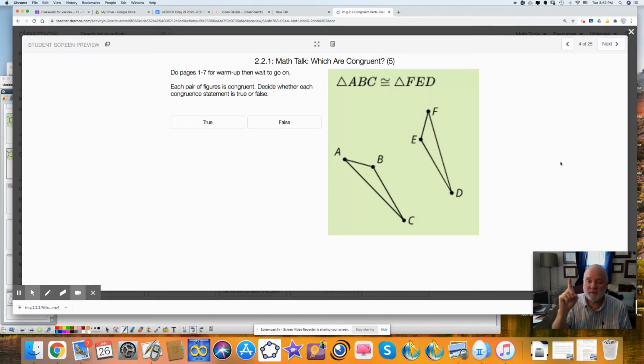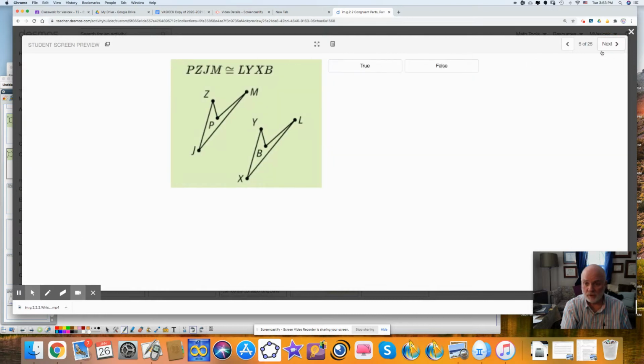If I were you, I would take my finger and put it right on the letter. I would say A, B, C. Does it match up with F, E, D? This first question is true. Yeah, it matches up. So this is a true congruence statement. The second one, P, Z, J, M, does it match up with L, Y, X, B? Heck no. I mean, yes, the two figures are congruent, but do the statements match up?